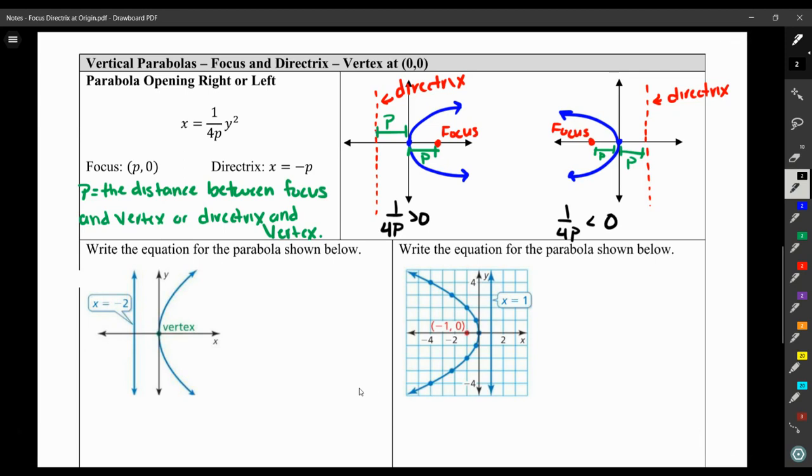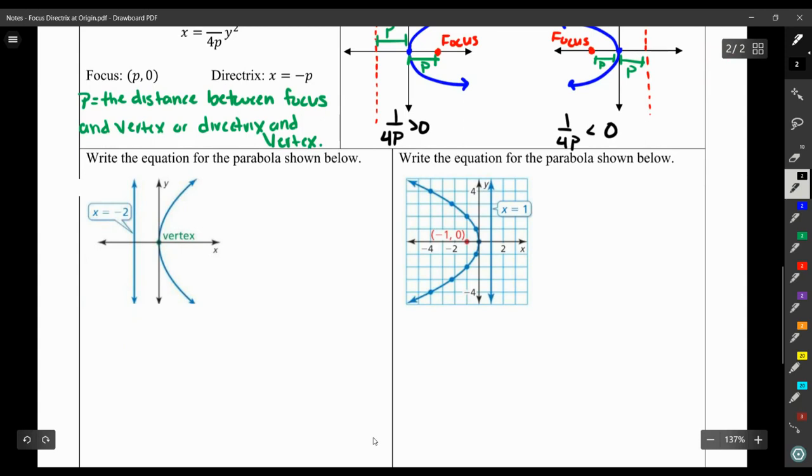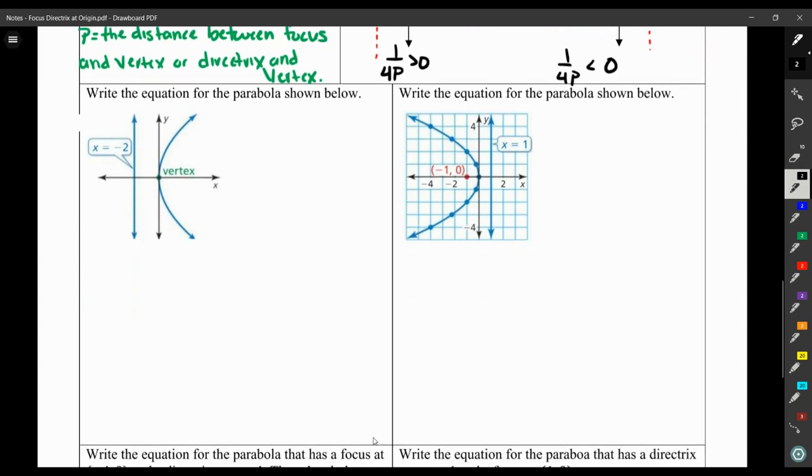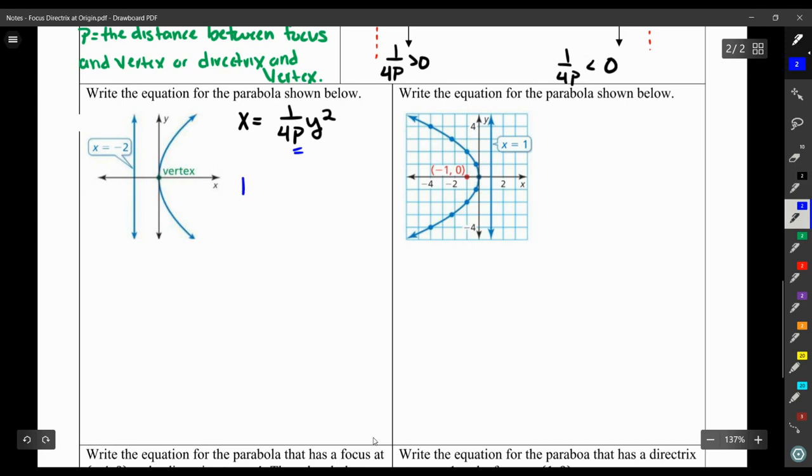So let's do a couple of examples. So the first one on the left, write an equation for the parabola shown below. So the first thing I notice is that this is opening to the right. So since it's opening to the right, I have to have x equals 1 over 4p y squared. And now that I know that it opens to the right, I need the value of p. And p is the distance from either focus to vertex or vertex to directrix.